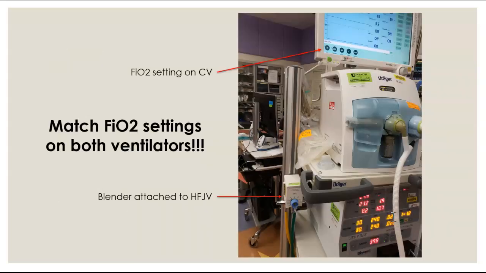So if you're doing this, simply, all you have to do is, okay, I changed my FiO2 here. I have to change it on my blender, and we'll have it attached right next to it. I change it on my blender going to my jet. So that's all you have to do. Change it here, change it here. Just make sure you're changing both of them. Because otherwise you're like, I don't even know how much I was giving if there is an emergent situation.